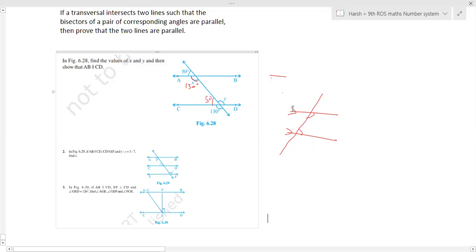The question was, Arinjay asked how to prove that AB is parallel to CD. I said, if you prove that the sum of the co-interior angles is 180 degrees, then we say CD is parallel to AB. Yes, okay, sir. Thank you.